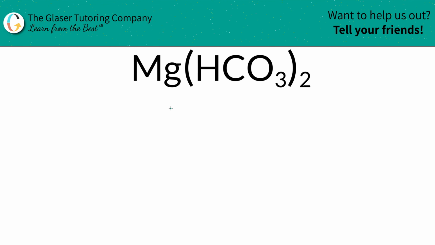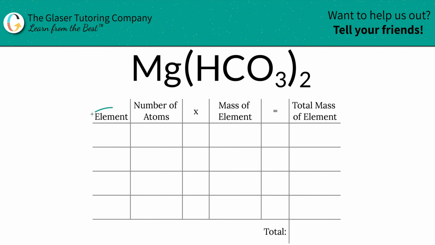So how do we find the percent compositions of each element inside of magnesium hydrogen carbonate? Turns out the first thing is we're going to find the total mass, and then we can find those percentages. It's going to be easy as 3.14. Take a look. Bam.